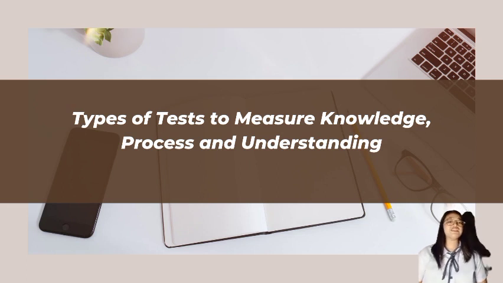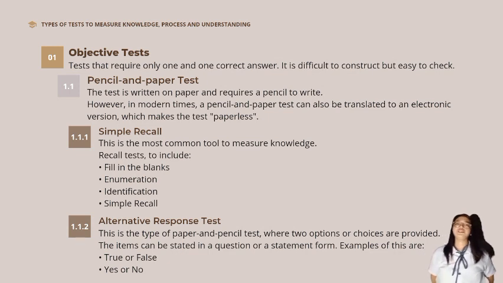Knowledge, process, and understanding are learning outcomes that can be assessed in different levels. There are types of tests to measure knowledge, process, and understanding. Number one is the objective test. An objective test requires only one correct answer. The next is the pencil and paper type of test. Of course, with the pencil and paper type of test, it is written on paper and it requires a pen to write. The next is simple recall. Simple recall measures knowledge. For example, identification, fill in the blanks, and enumeration.